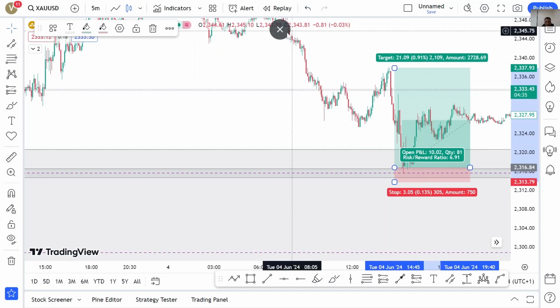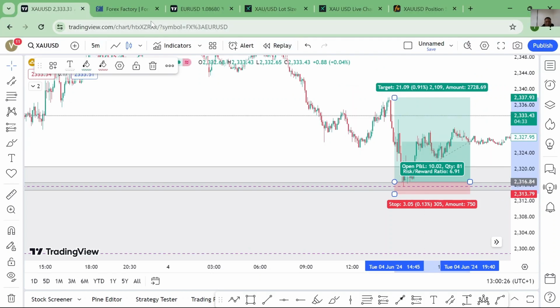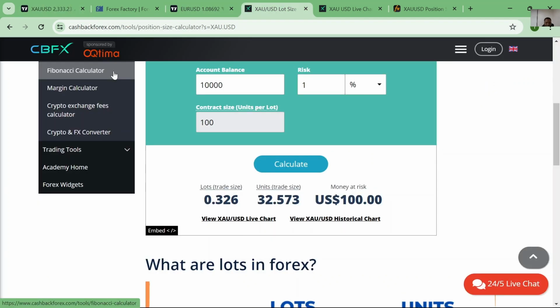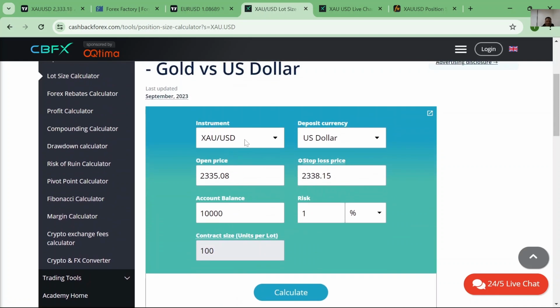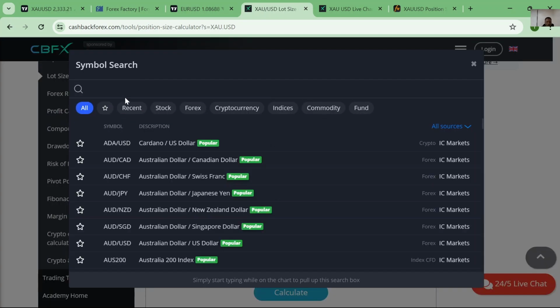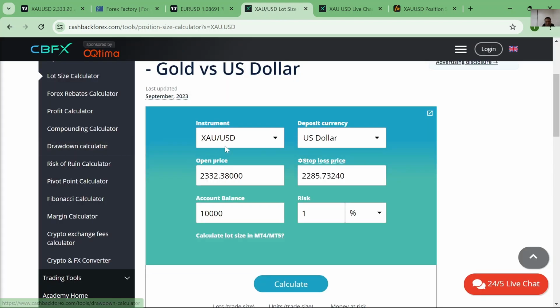The very first thing I do is go to this website. There are a lot of ways to go about it, but the website I go to is cashbackforex.com. Once you're on that website, we're going to look for gold. You search for XAUUSD, this is the popular one. You click on this and it's going to pop out. If your base account is in dollars, you leave it at this default US dollars. If it's in pounds or yen, ensure you put that there.